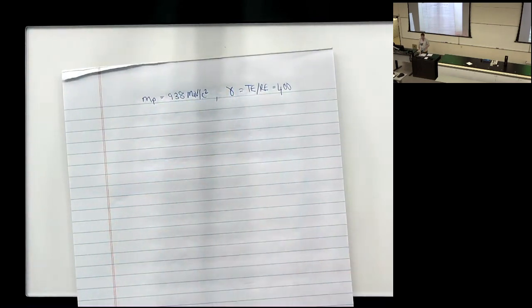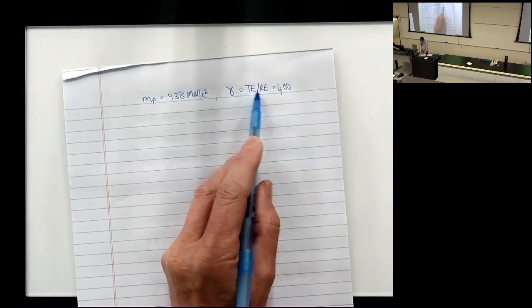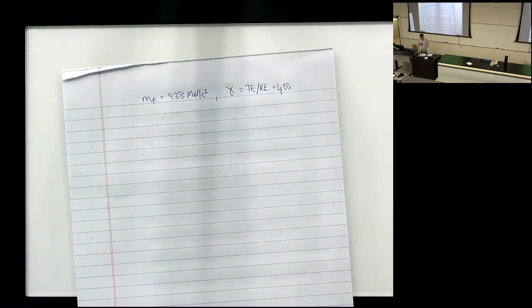And we were also told that the total energy is 400 times the rest energy. If you remember back to the energy equations, E, the total energy, was gamma mc squared. mc squared is the rest energy. So when you're told that the total energy is 400 times the rest energy, you're being told that gamma in E equals gamma mc squared is 400. It is the ratio of the total energy, I wrote that TE here, to the rest energy, I wrote that RE here. So we're told both those pieces of information.